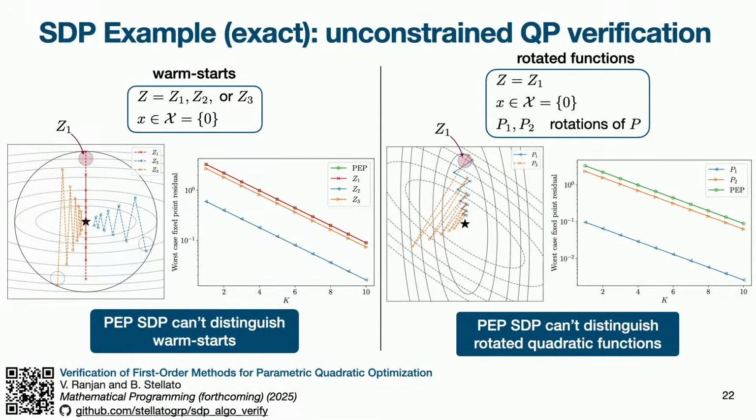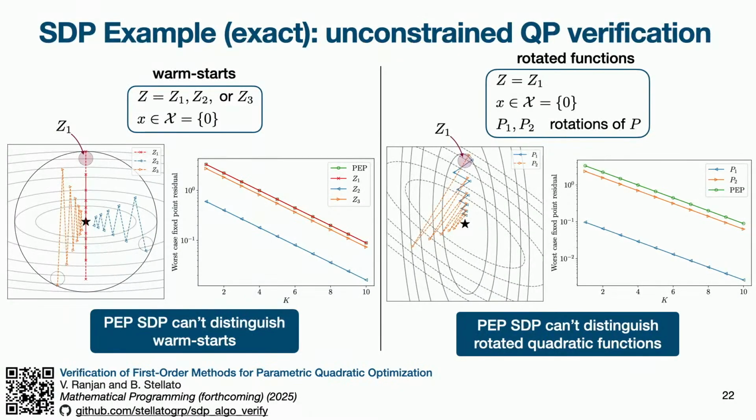Another simple example I wanted to mention is rotated functions. So this is even simpler. I have the same warm start set, just one quadratic function, and then I have two quadratic functions with the same smallest and largest eigenvalues. So in terms of the analysis of gradient descent, these are completely equivalent. However, depending on where I start in this red region, I just rotate them with two different rotation matrices. So the eigenvalues don't change, but I'm rotating them. And now depending on where I rotate them, I can get wildly different examples.